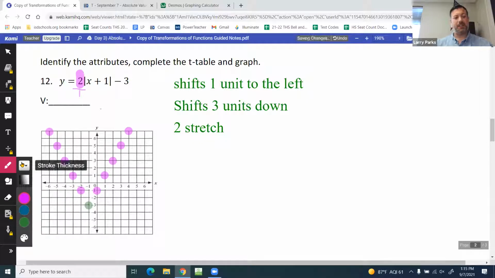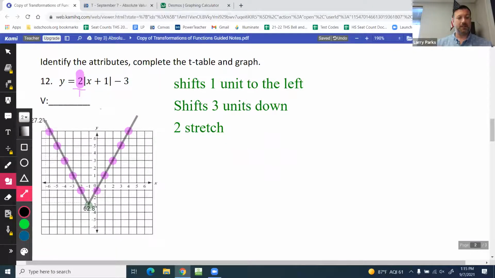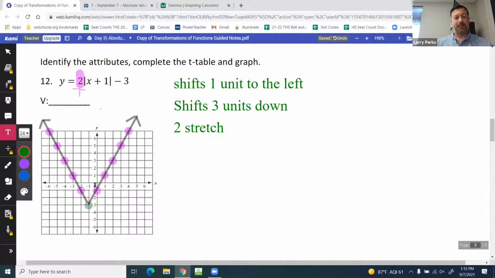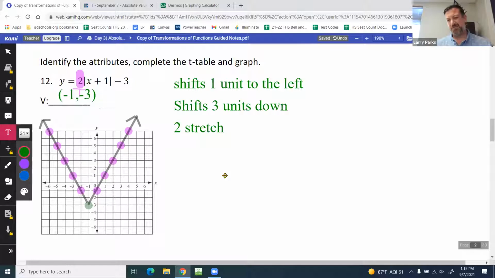Okay, and you may notice now we have the absolute value. And this does continue forever. Just because we can't see it doesn't mean it doesn't. And so what is this vertex? The vertex would be -1, -3. And we're going to talk a lot about vertices in this class, mostly with parabolas, but that would be what's called a vertex. Now, I like to check my work.